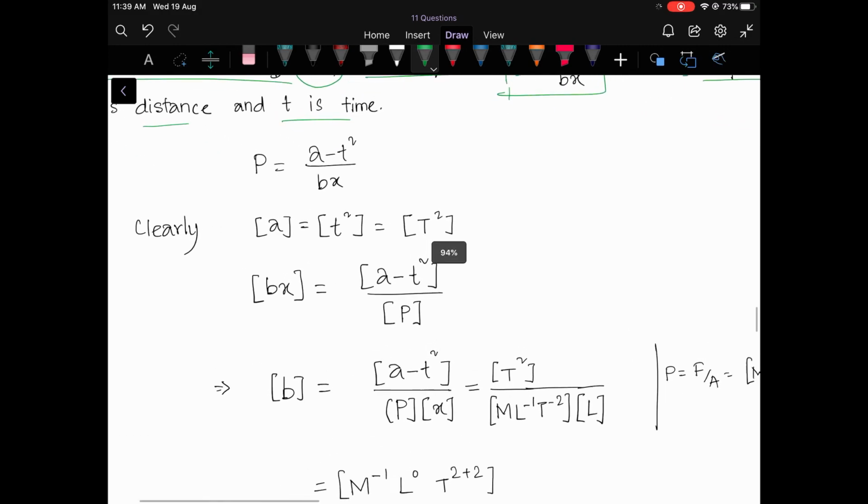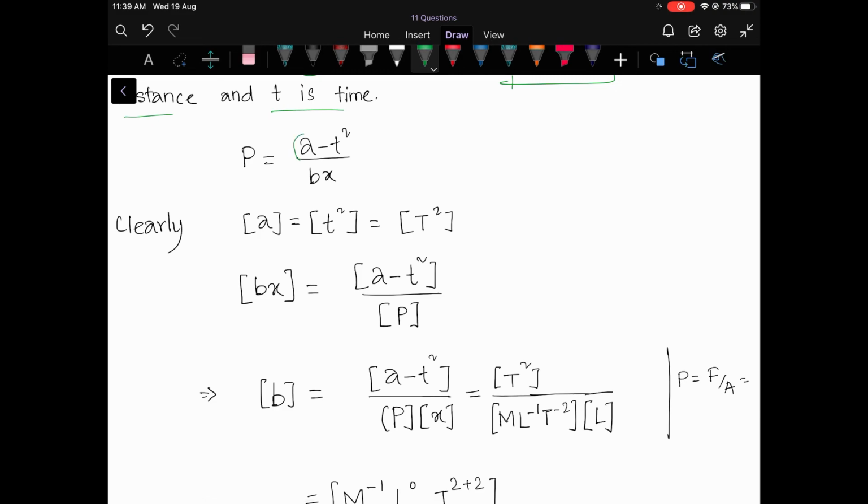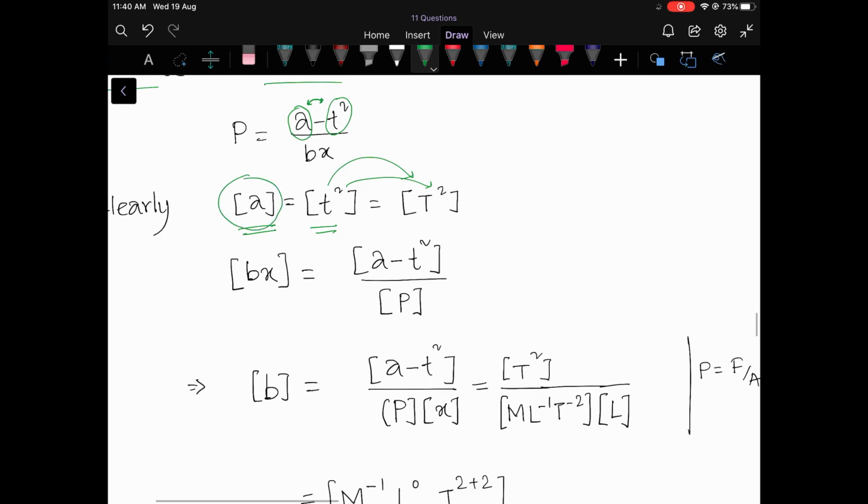Now from here, directly what I can say is that the dimension of A and the dimension of T square must be same, otherwise they cannot be subtracted. That's why I have written dimension of A must be equal to dimension of T square, and T is known as time, so we have written capital T. We have square, so we have written T square. So we got our dimension of A.